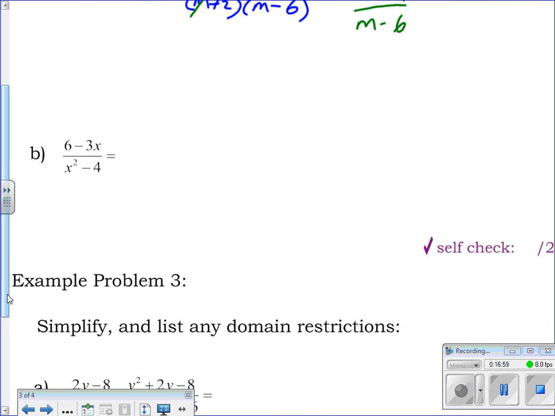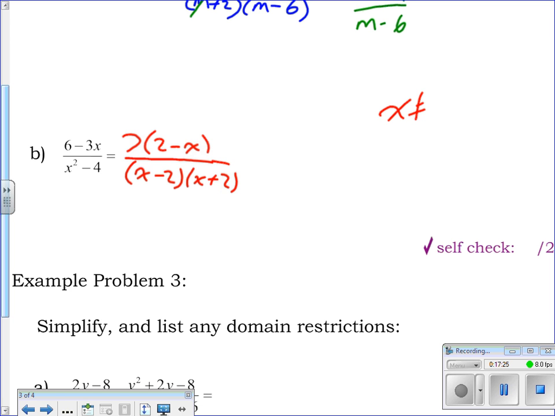Same thing on the next one. First thing you want to do, factor it out. The top one, it's not a quadratic, but I do have a common factor of 3. Pull out 3, and I get 2 minus x. On the bottom one, difference of squares: x minus 2, x plus 2. In my domain restrictions, x cannot be plus or minus 2. You can write 2 and negative 2 or negative 2 and 2, or do plus or minus 2.